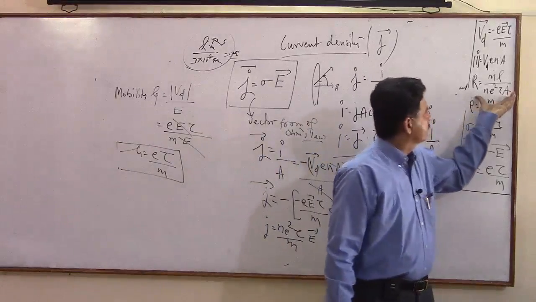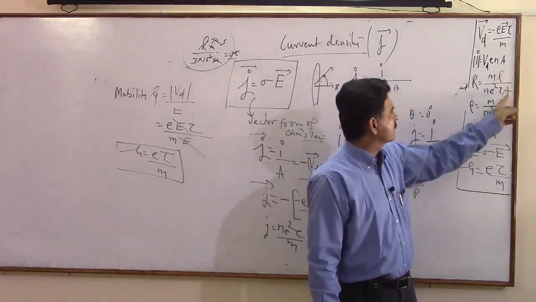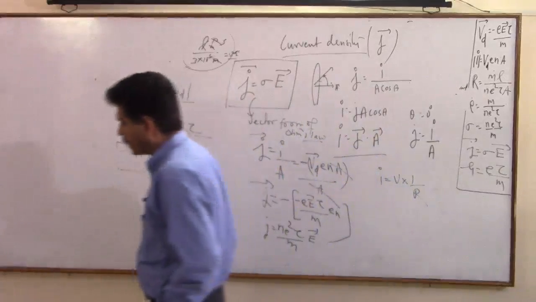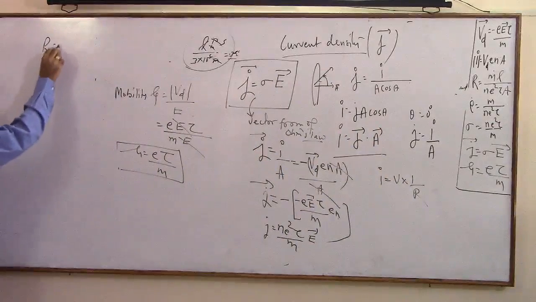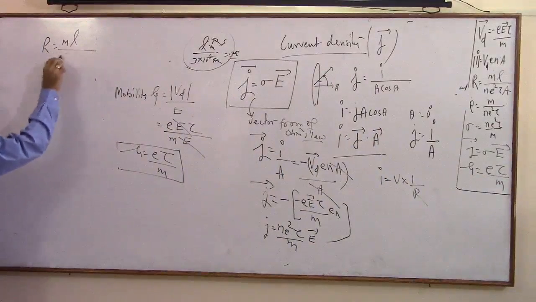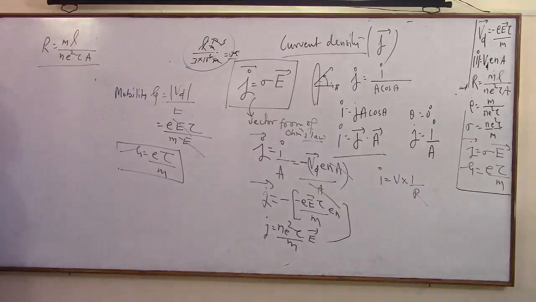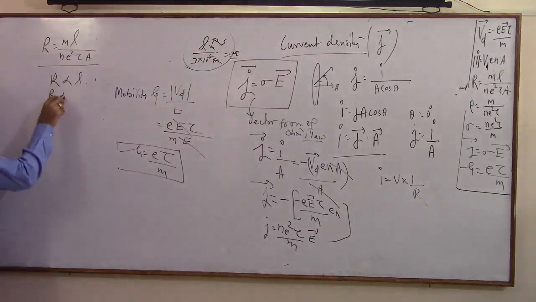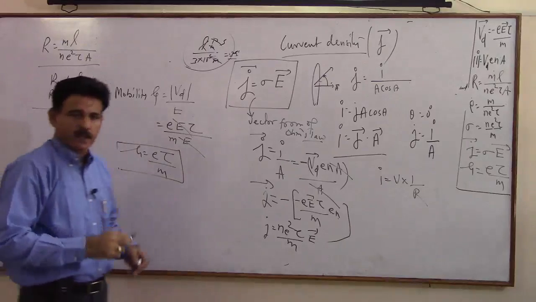Now, let us focus on one property that we have derived, that is resistance. इसके बारे में थोड़ी बात शुरू करते हैं कि resistance आपको मिला है कुछ इस तरह, R is equal to ml divided by ne square tau a. तो आप देख सकते हैं कि resistance length के directly proportional है और resistance area के inversely proportional है.